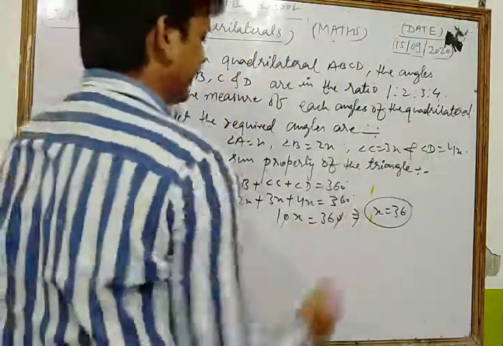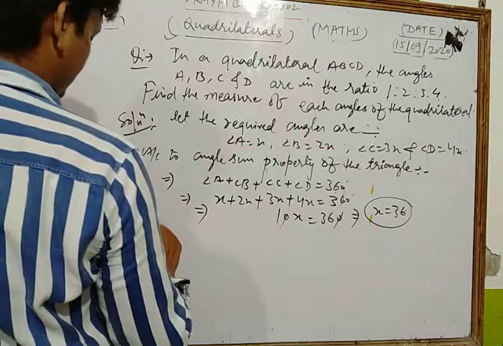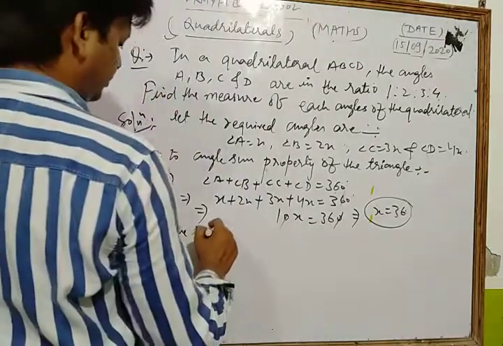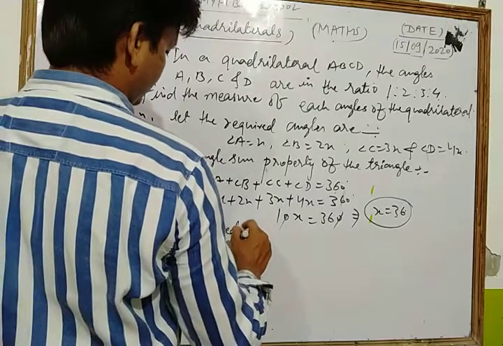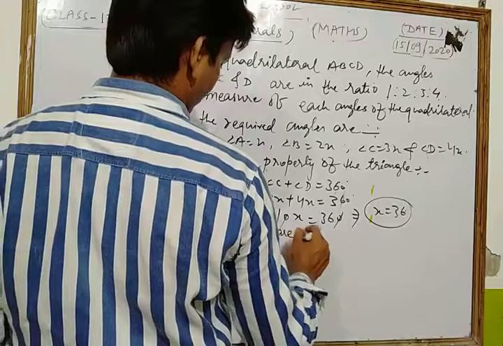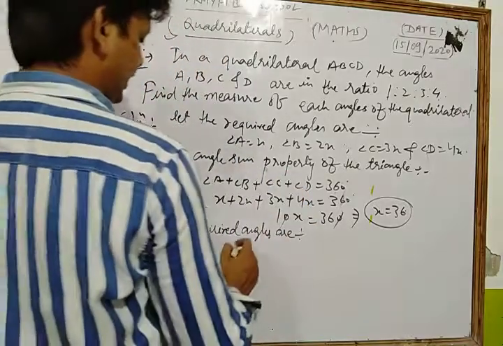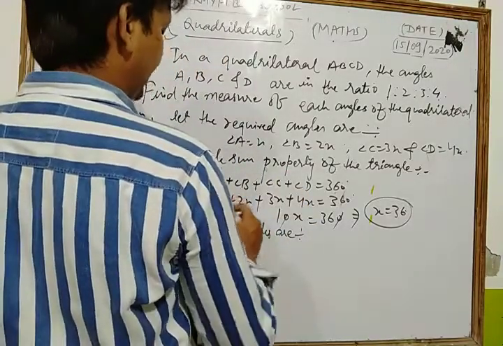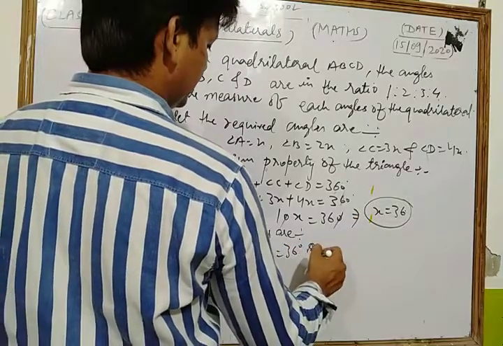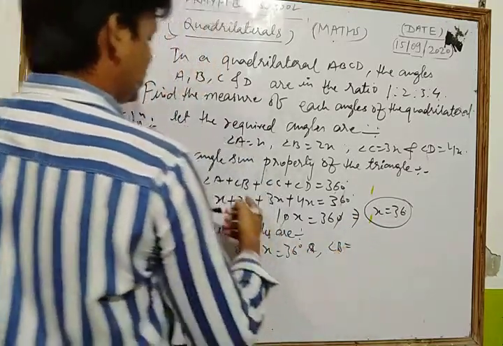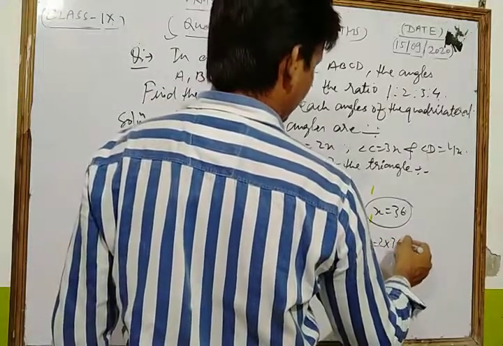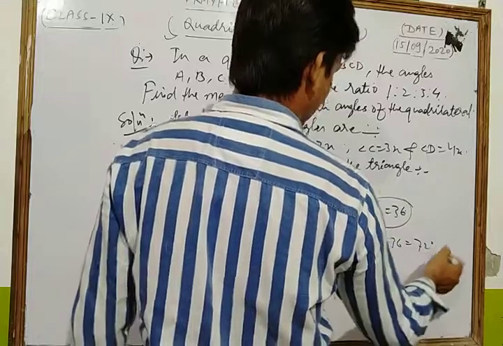Okay. Now, what do I do? So, the required angles are, let's see, angle A is equal to x, which is equal to 36. So angle A is 36 degrees. Now angle B is equal to 2x. So 2x means 2 into 36, which is 72 degrees.